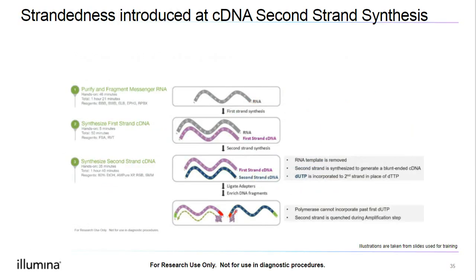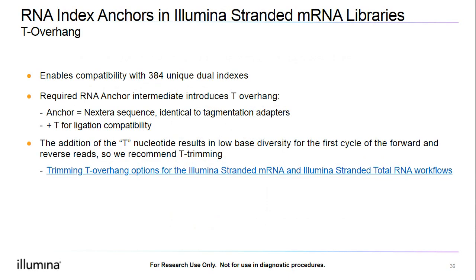Strandedness is introduced at the cDNA second strand synthesis step, just as in the TruSeq Stranded mRNA kit, where dUTPs are incorporated into the second strand. Since the polymerase cannot incorporate past dUTP, the second strand is essentially quenched during the amplification step. The Illumina Stranded mRNA workflow requires an RNA anchor intermediate, which introduces a T overhang. This anchor enables compatibility with up to 384 unique dual indexes.